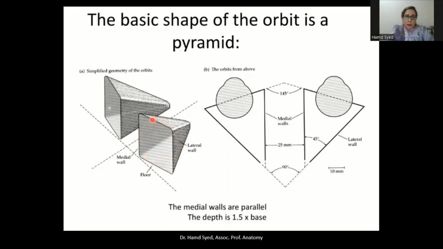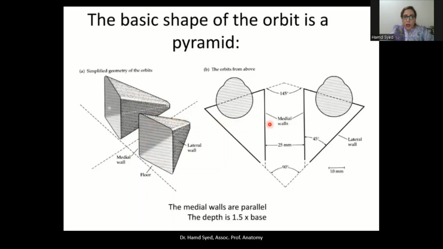Whereas this is the base of the pyramid, which is opening onto the face anterolaterally. This here is the apex of the pyramid, which extends in a posteromedial direction. So these are the two bony orbits.